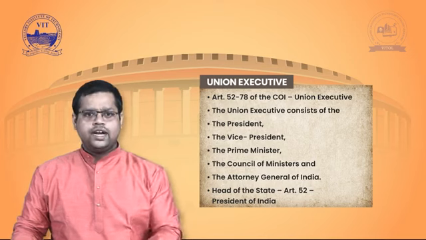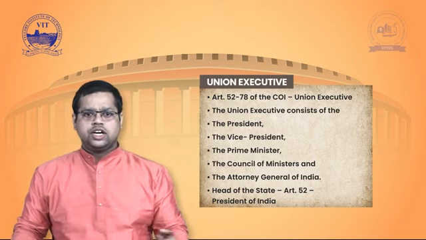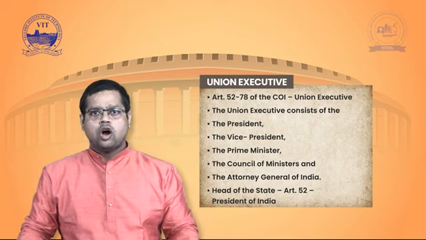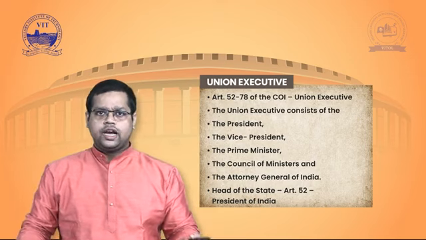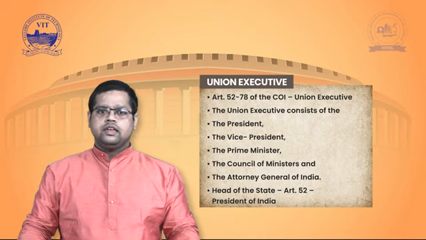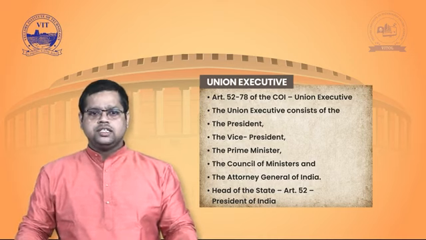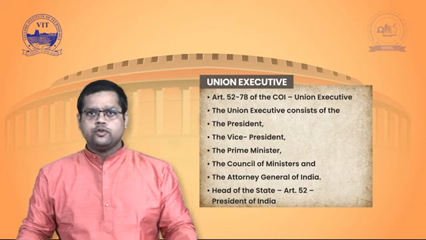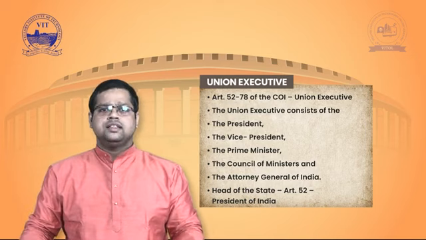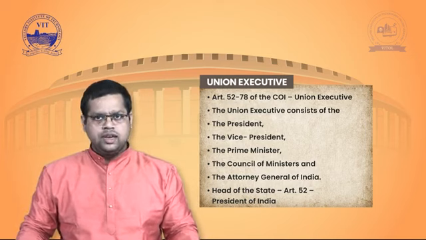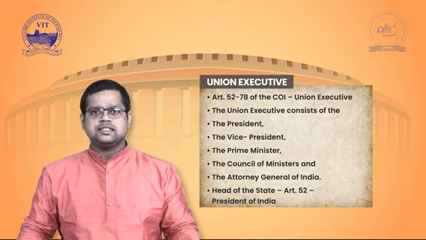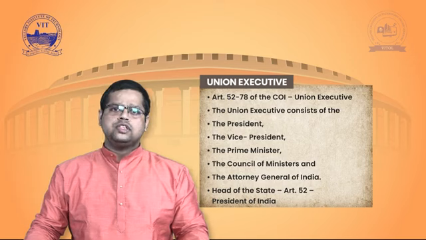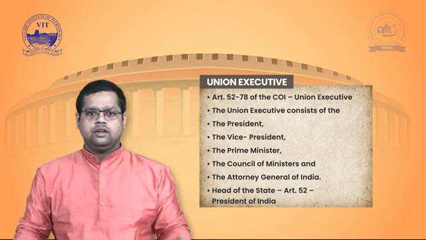So now moving ahead, we will come back to our discussion on the classification or the broad nature of India's union executive. So to repeat my point, as I already said, the union executive comprises of, once again, the president, the vice president, the prime minister, the council of ministers, and finally the attorney general of India, who is the topmost law officer of the nation.